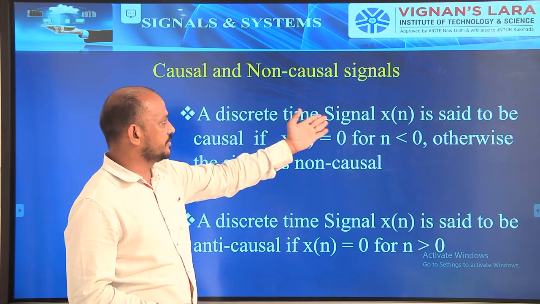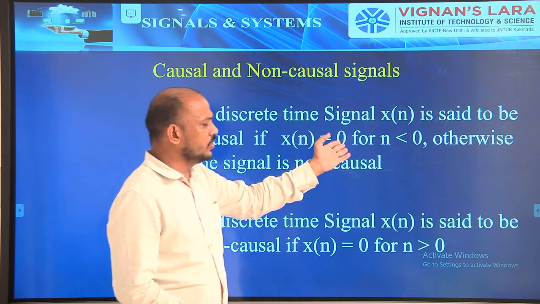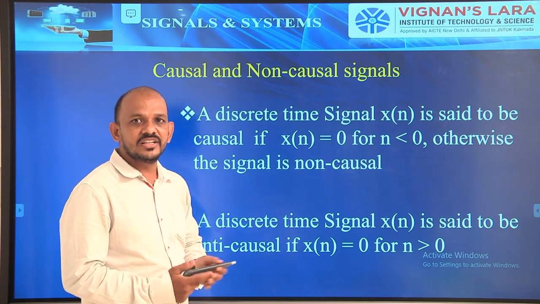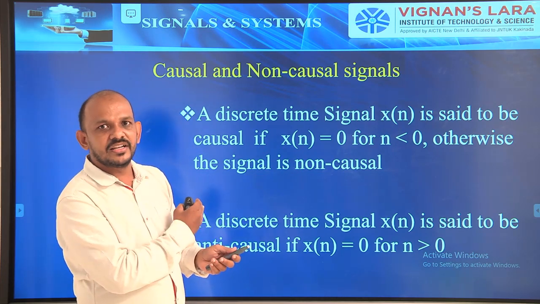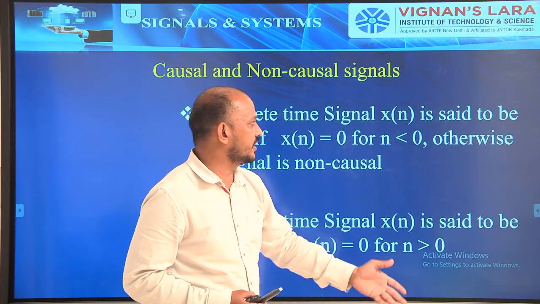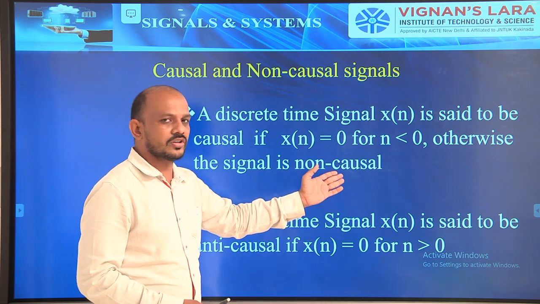See, a discrete time signal x of n is said to be causal if x of n equal to 0 for n less than 0. That is, if n is less than 0, there is negative side, there should be no signal. That is, the signal is present on only the positive side. If the signal is present on both sides, then it is called non-causal.